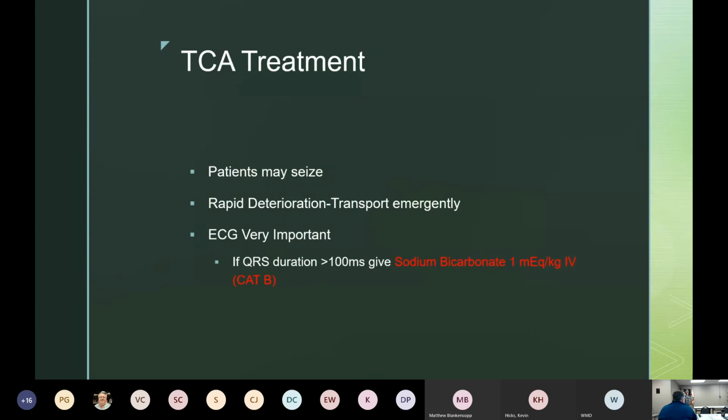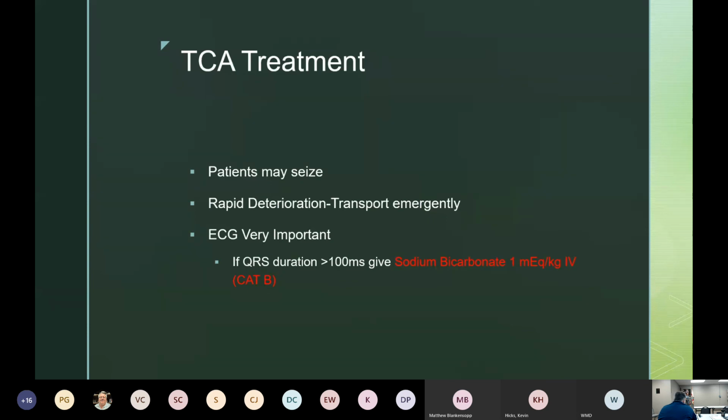The bicarb helps in 2 different mechanisms. It will make the patient less acidotic, which will take some of the medication off the receptors in the heart, and also it'll give a sodium load that will help some of the sodium channel effects of the TCAs as well. So that's really the most important intervention that you can do pre-hospital for these patients. And basically everything else is supportive care, even when they get to the ED.